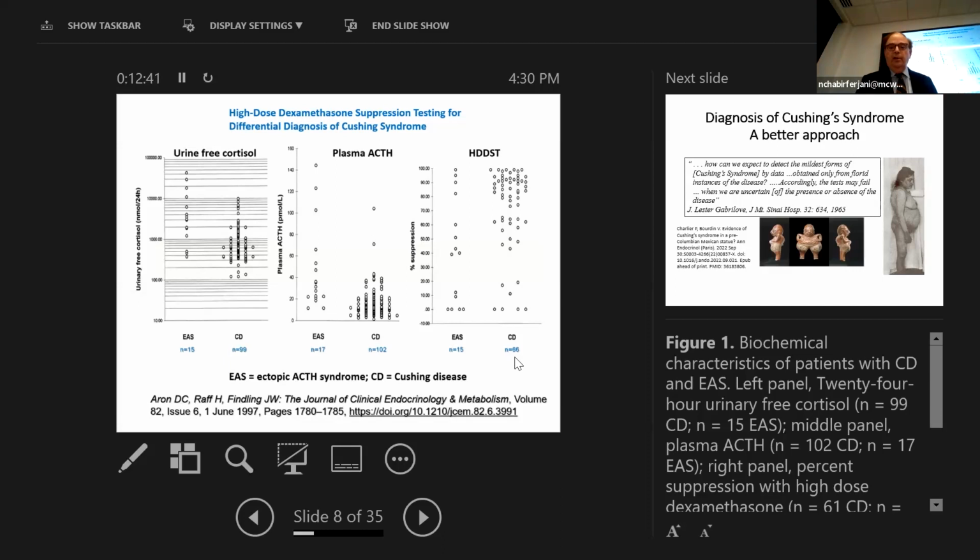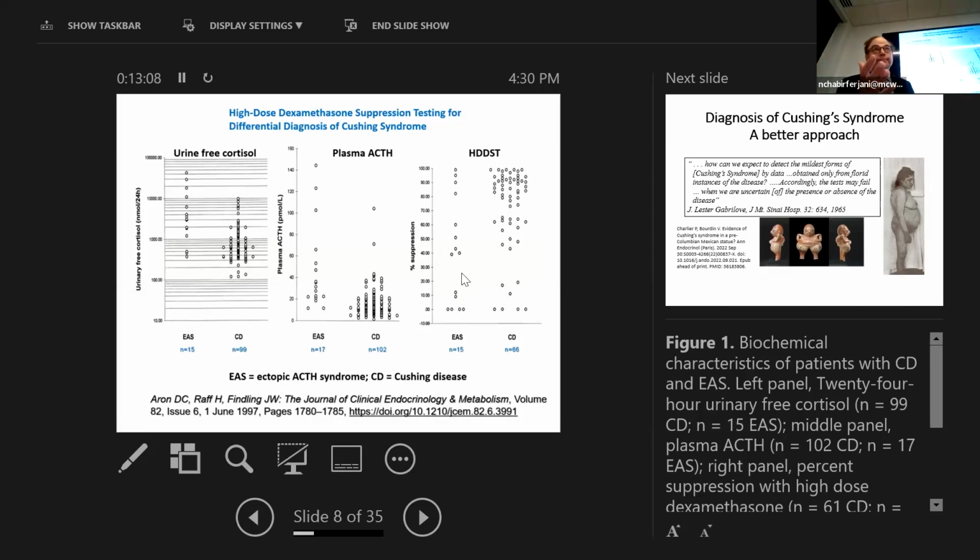And here's the data. Now, if you can tell a difference between this group and that group, you're a lot smarter than I am. But people would use 50% thresholds, 30% suppression thresholds, all sorts of thresholds. And we said it's nonsense. You can't tell the difference between ectopic and Cushing's based on high dose dexamethasone suppression testing, sort of validating the whole need for petrosal sinus sampling, particularly in patients without pituitary imaging abnormalities.